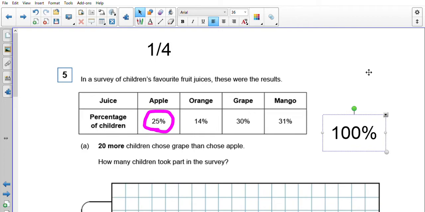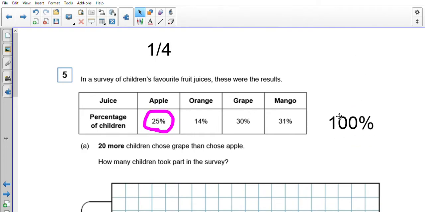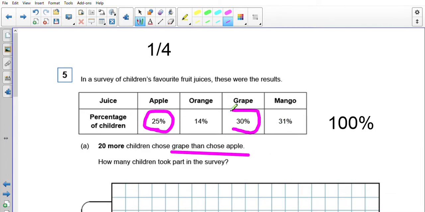30 plus 31 plus 25 plus 14 makes 100, so that's 100%. So I'm not missing anything from my survey, which is fine. Okay, let's look at the question. It says 20 more children chose grape than chose apple. So here I have grape, and I've already circled my apple at 25%.